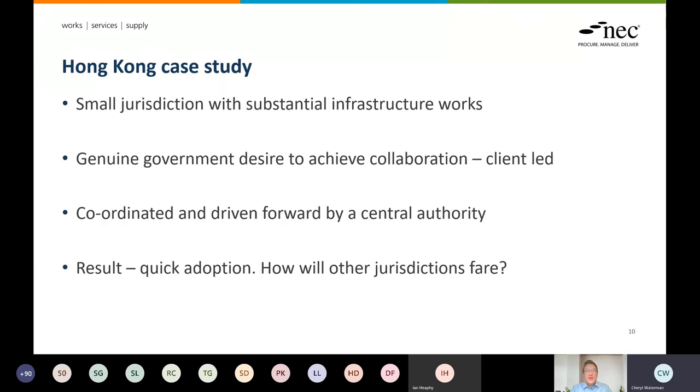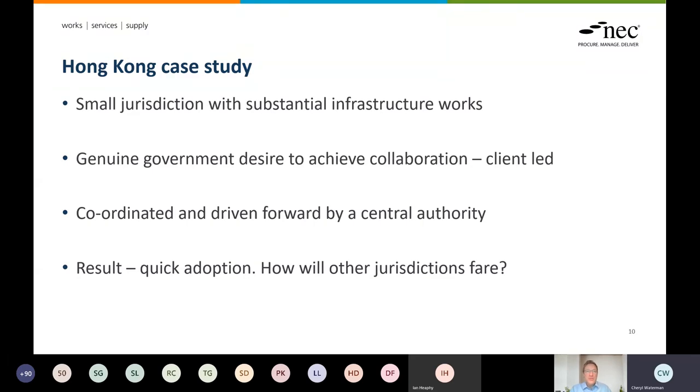I was speaking to one of my partners in our Hong Kong office who was really impressed with how NEC was adopted in Hong Kong so much quicker than it was in the UK. And he gave me his impressions of why this happened. And of course, it is a small jurisdiction, relatively speaking, with quite a lot of infrastructure work. But his perspective was that the most important factor was that there was a genuine government desire and it was effectively client-led. And I think we all need to recognize that unless clients want to try NEC, understanding why and how it works, it's not really going to happen. And that's what you've had in Hong Kong.